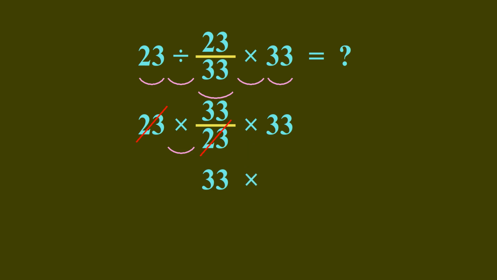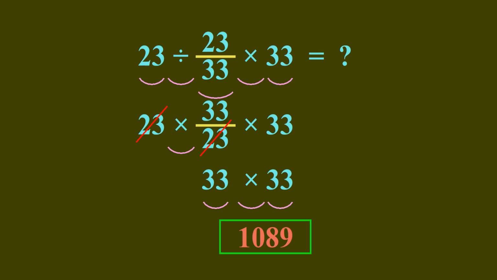And here again we have times 33. So here we have this 33 times 33, which equals 1089. And this is our final answer to this problem.